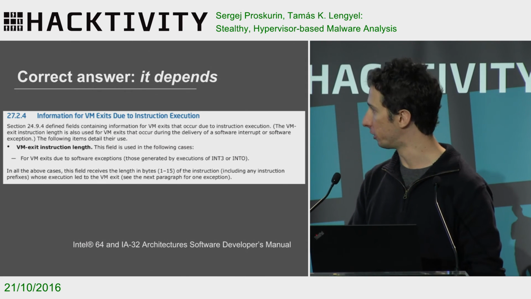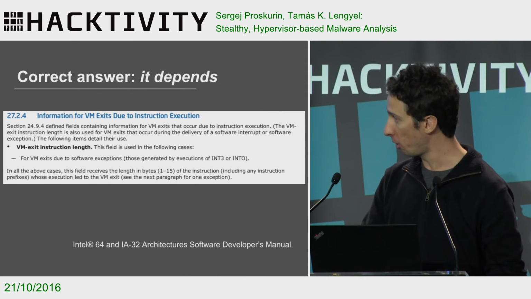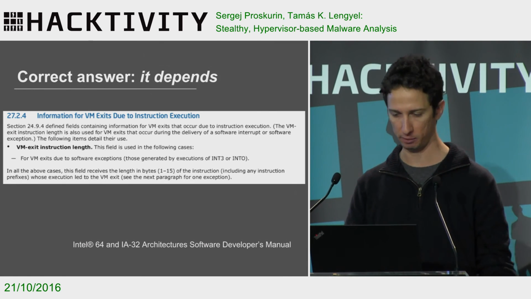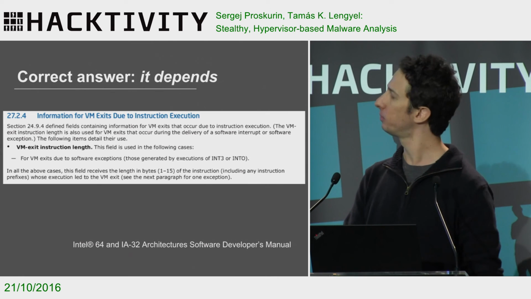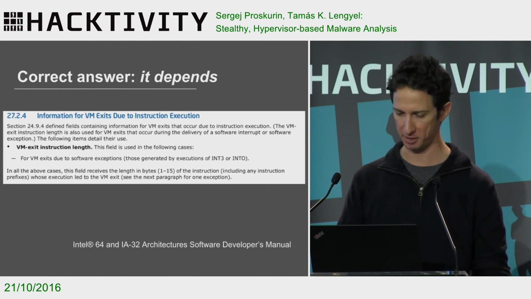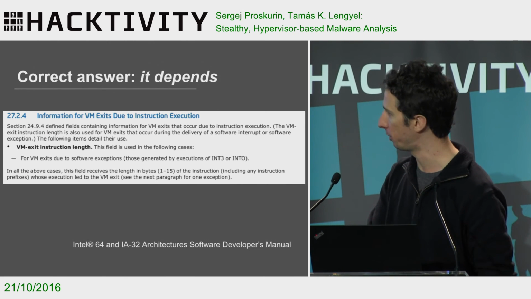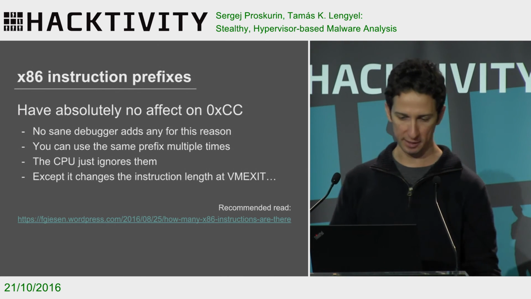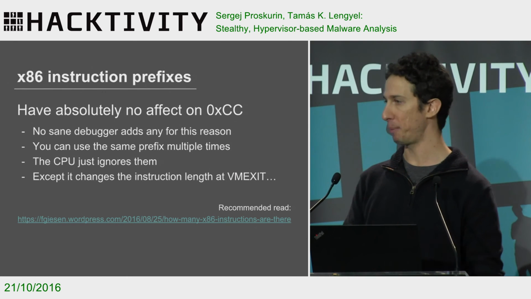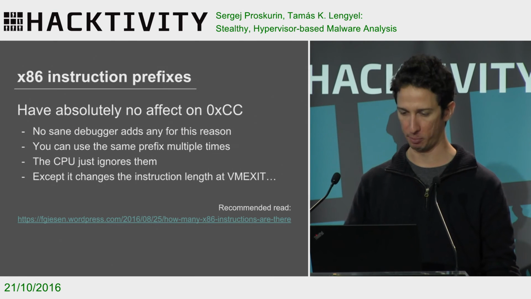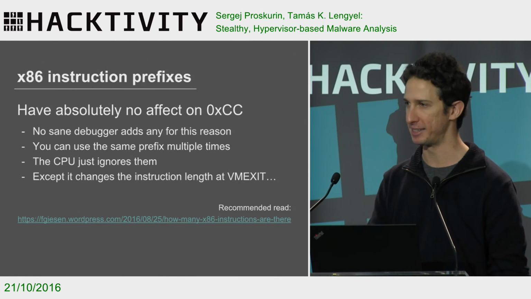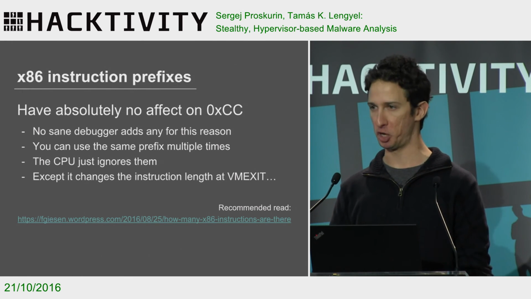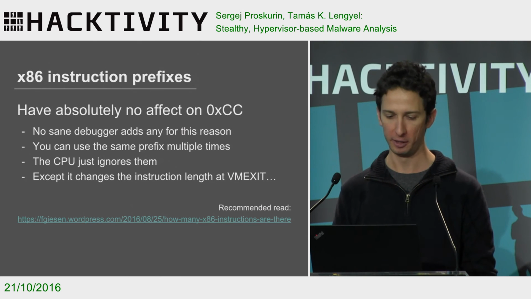The instruction is 1 byte. But what's interesting is down here at the bottom. It says that in the above cases, this field receives the length in bytes, 1 to 15, of the instruction, including any instruction prefixes. How can an int3 instruction be 15 bytes? That's weird. The important thing is what's here in the parentheses: the instruction prefixes. If you don't know anything about x86 instruction prefixes, they really have no effect on the breakpoint instruction. So no sane debugger ever adds any. But if you actually add prefixes to it, the CPU will be happy to execute it, and it changes nothing about the behavior of that instruction.